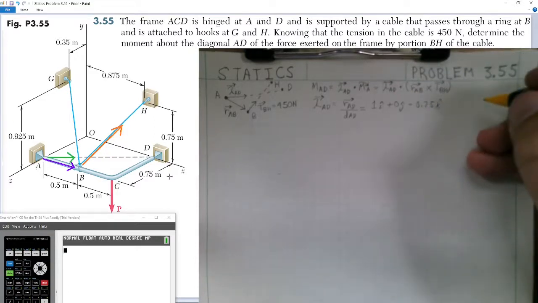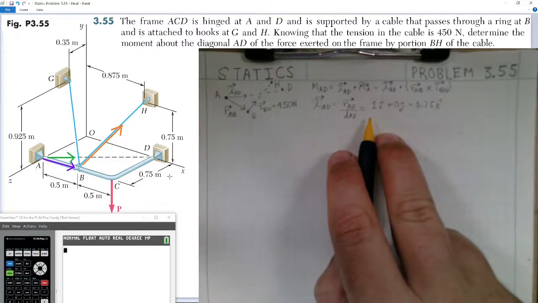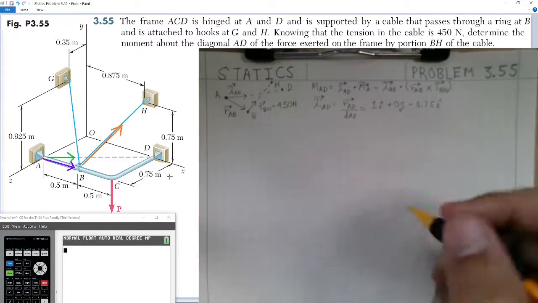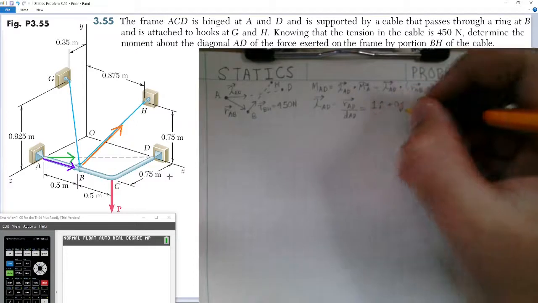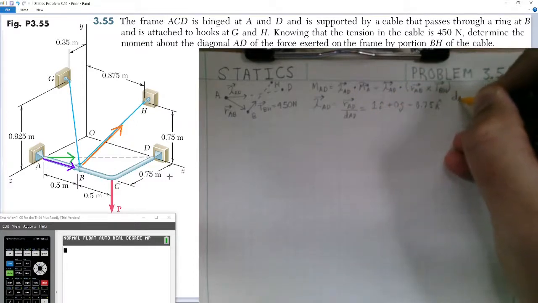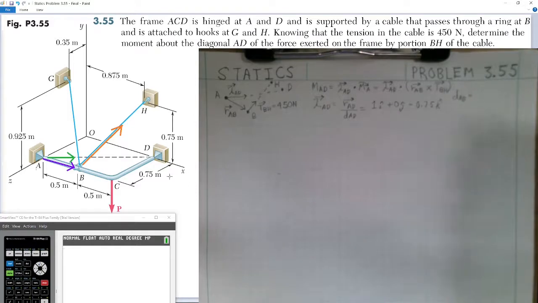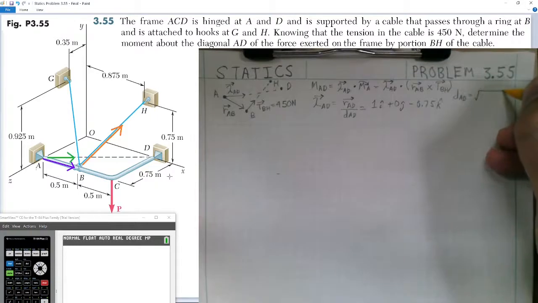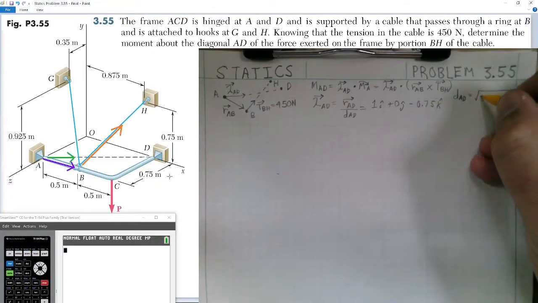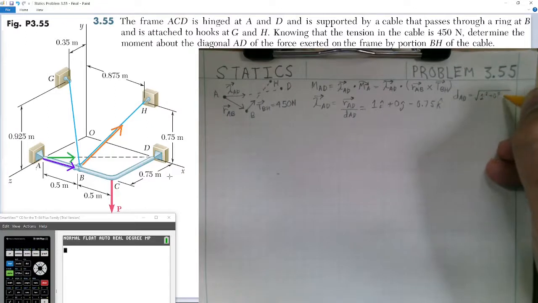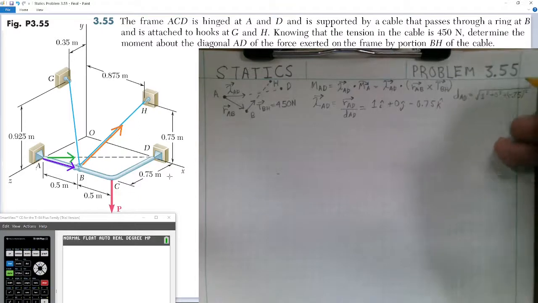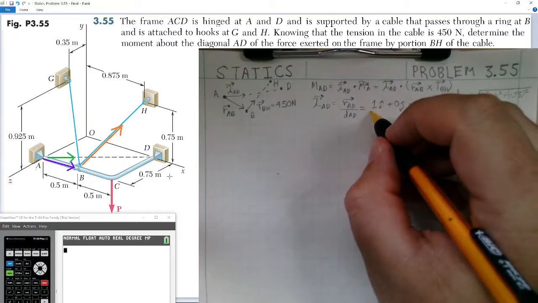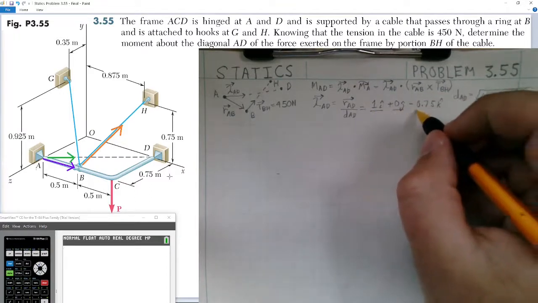Now to find the distance, we're simply going to do the magnitude formula for these components. So the distance from A to D is equal to the square root of each one of these components squared together. So it'll be the square root of 1 squared plus 0 squared plus, in parentheses, negative 0.75 squared.